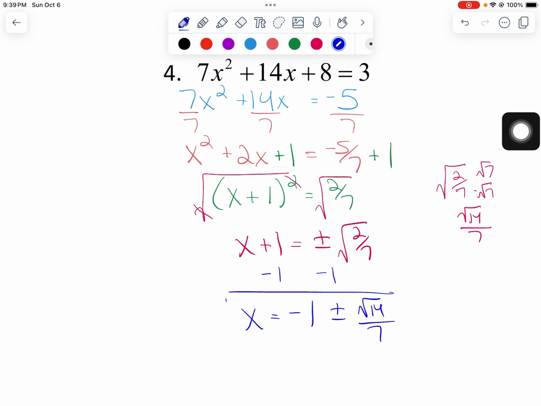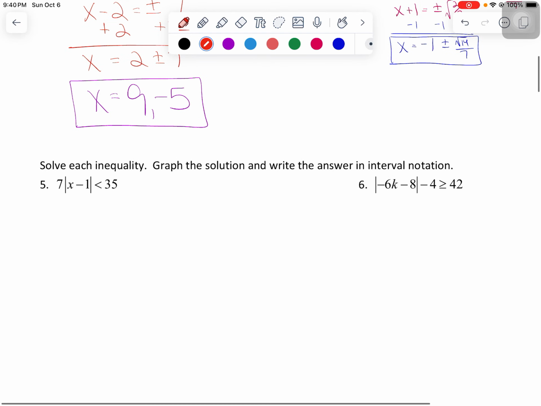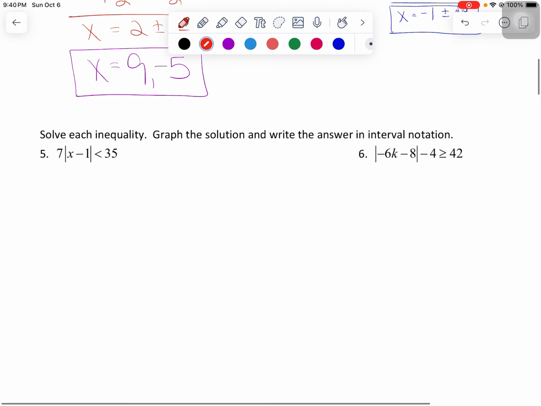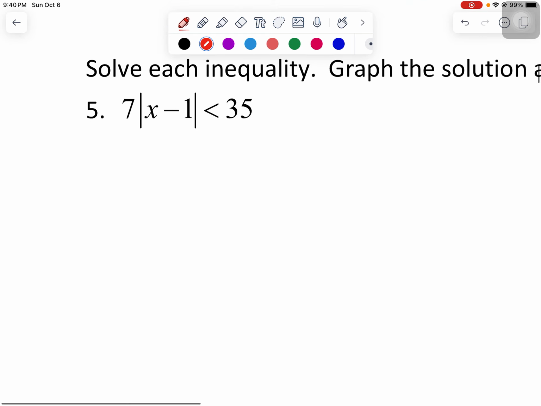Okay. All right, I think the last 2 questions on this page are the absolute value inequalities. So we're going to solve it, we're going to graph it, and we're going to write the answer in interval notation. For both of these, before I do any kind of split, because I am going to need to split the inequalities, I'm going to isolate the absolute value first. So problem number 5 here, I'm going to divide both sides by 7. So the absolute value of x minus 1 is less than 5. Now I'm going to split it.